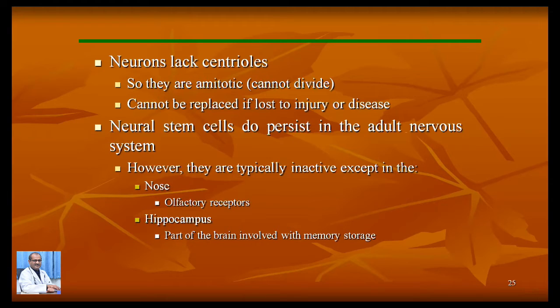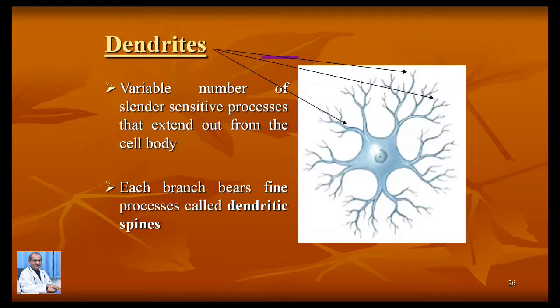This is a special type of cell, whereas the cells of the skin and other organs are replaced by new cells. Neural stem cells do persist in the adult nervous system. However, they are typically inactive except in the nose, that's the olfactory receptors, and the hippocampus region of the brain, the part of the brain involved in memory storage.